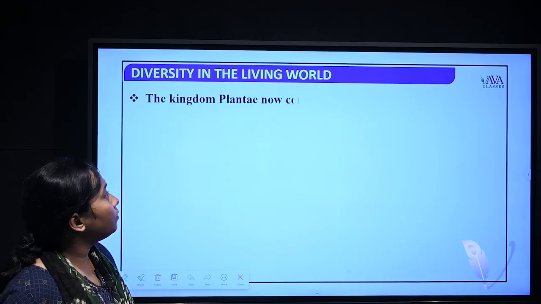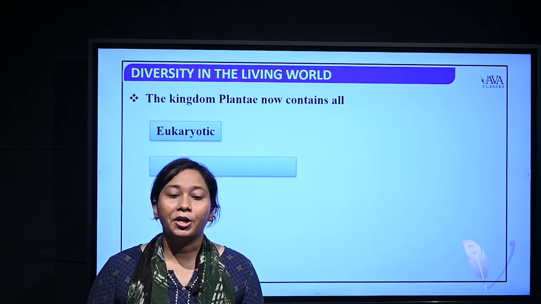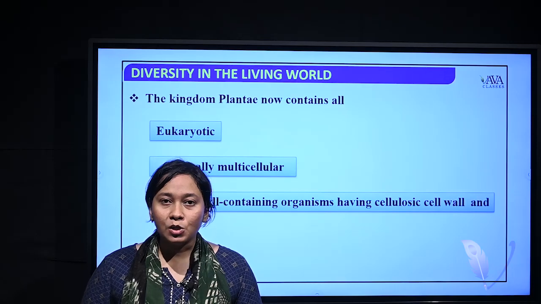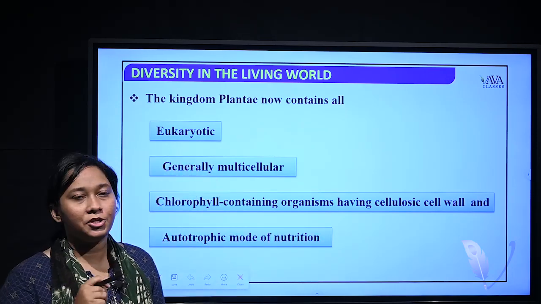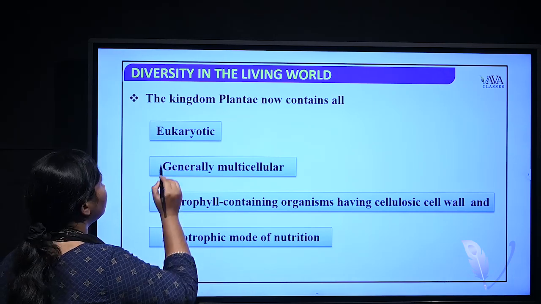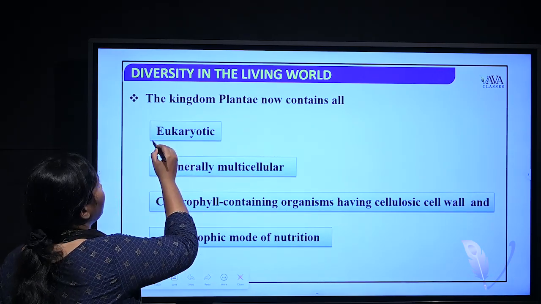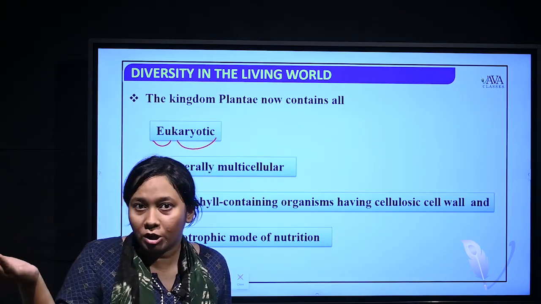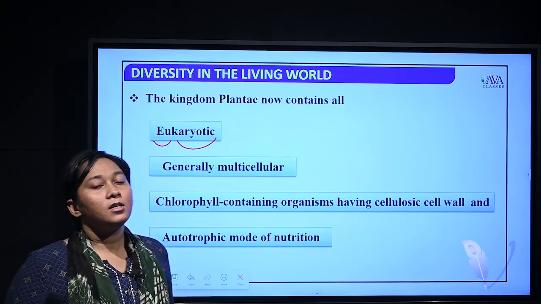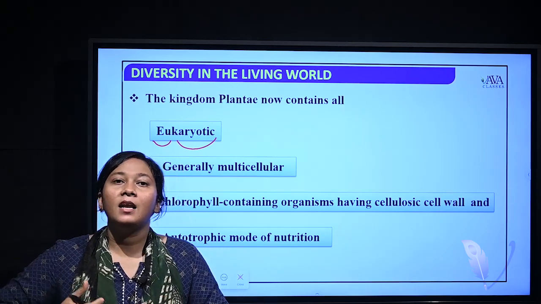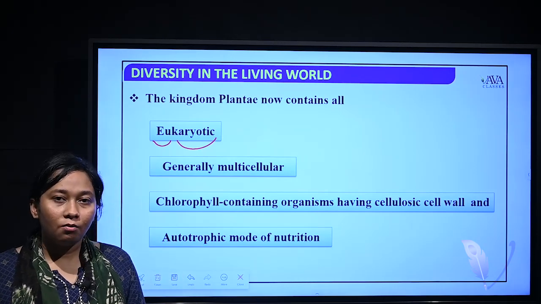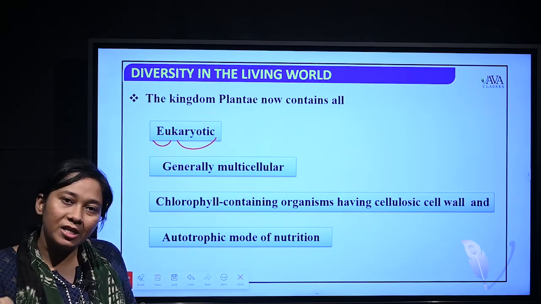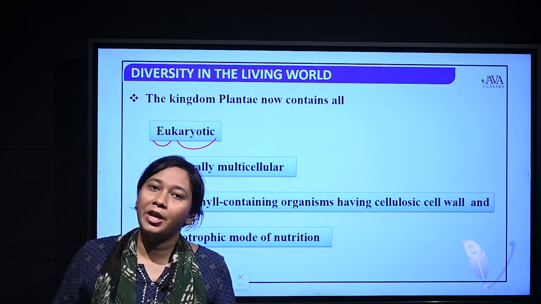If you look into the general features of the Kingdom Plantae, they are eukaryotic organisms. As we discussed in our previous session, eukaryotic means what? Eu means well developed, and karyotic refers to karyon, that means nucleus. It means in this group, generally well developed, higher, advanced types of organisms are present. Their cell structure is advanced compared to the prokaryotic system.